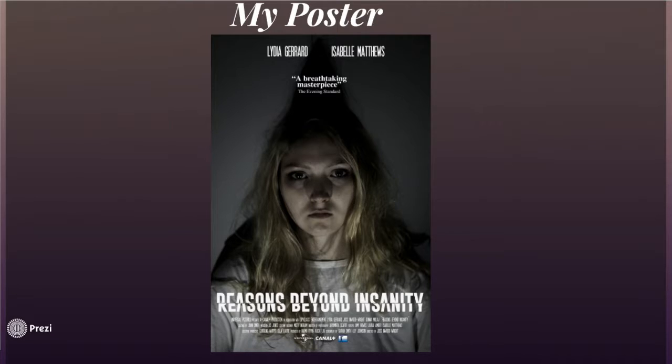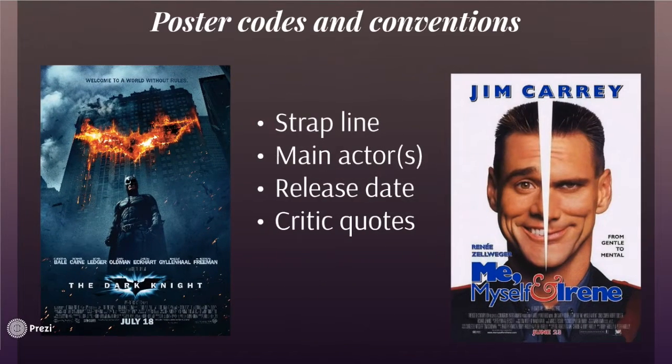First of all, I'm going to talk about the general codes and conventions of a movie poster. So usually there is a strap line, as you can see here on the Dark Knight poster. It says "Welcome to a World Without Rules," and on the other one it's "From Gentle to Mental." This helps give an idea of what the film's about and the kind of story it wants to tell. There's usually also the main actors' names put on the poster. So for the Jim Carrey one, it's really big at the top.